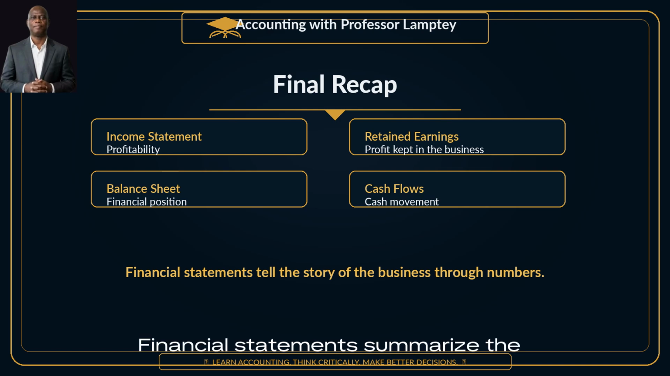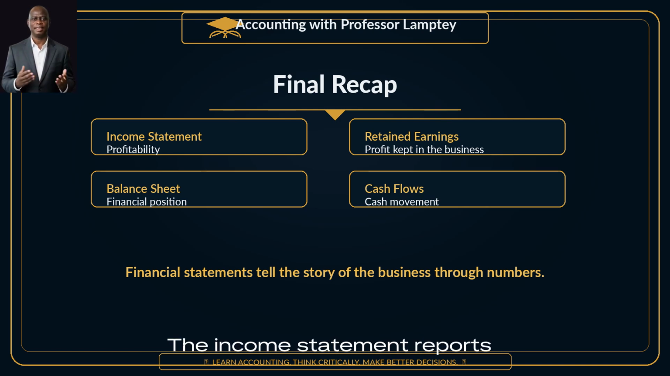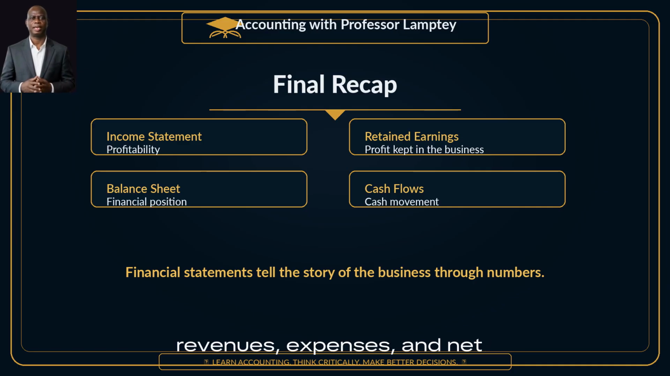Let's recap. Financial statements summarize the results of the accounting process. The income statement reports revenues, expenses, and net income. The statement of retained earnings explains changes in retained earnings. The balance sheet reports assets, liabilities, and equity at a point in time. The statement of cash flows explains cash inflows and cash outflows.